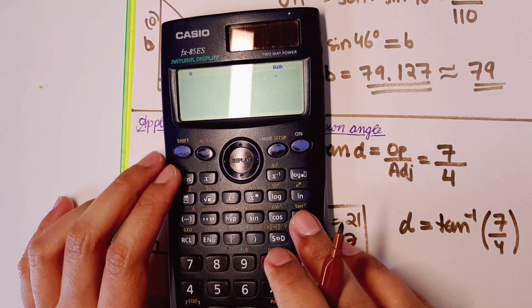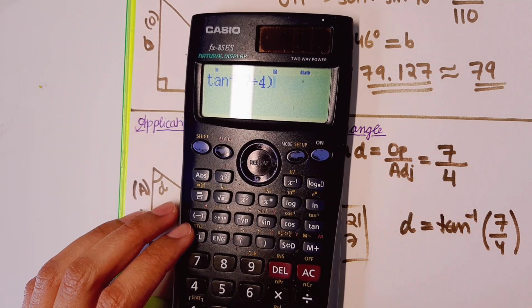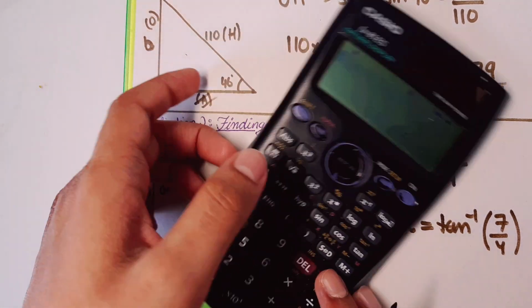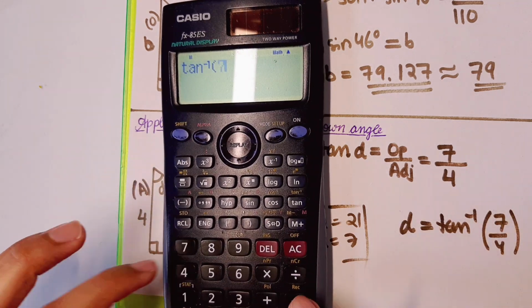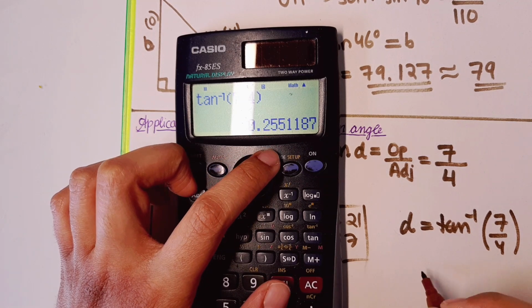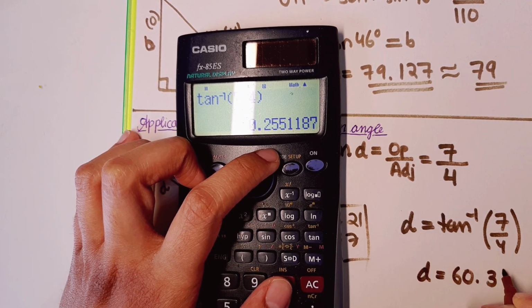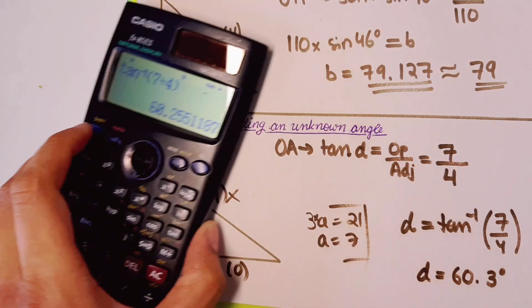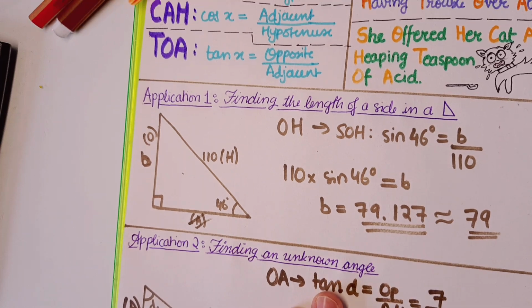And we use the calculator, so tan inverse of 7 divided by 4 is going to be, tan inverse of 7 over 4, that is 60.3 degrees. So D is going to be 60.3 degrees. And that's it.